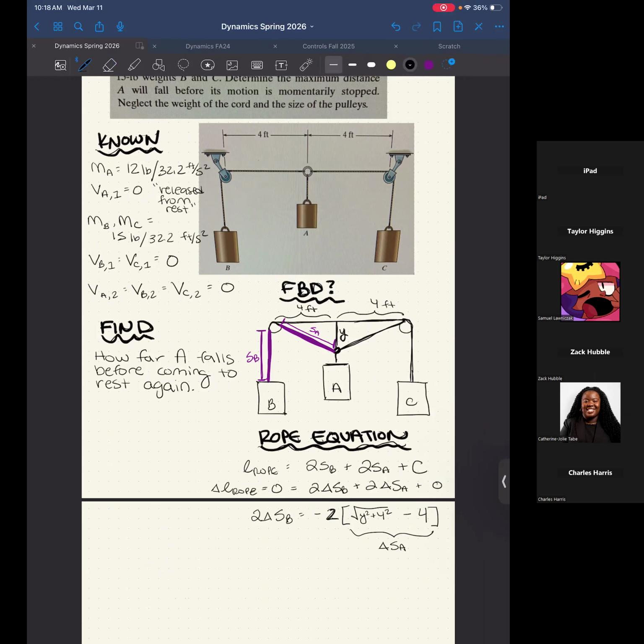Another thing you might notice is that your 2's cancel out. So you wrote the rope equation as if you considered both sides, this side, this side, this side, and this side, but really you could do it all with just half of it. So just the part I highlighted in purple on my diagram.